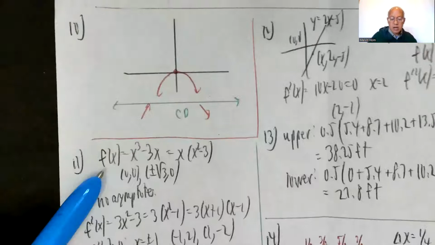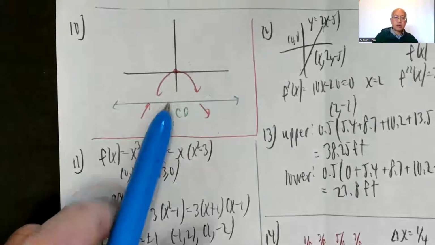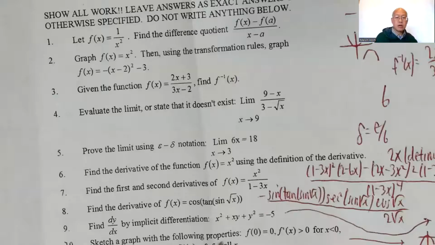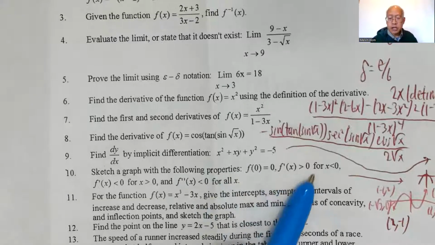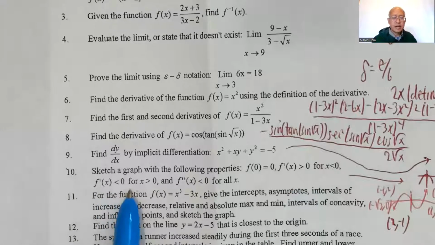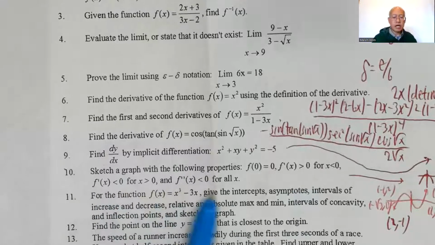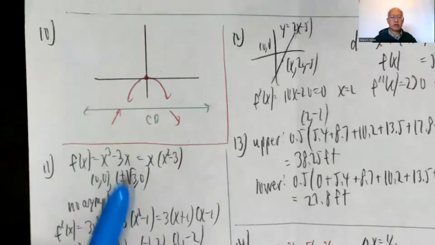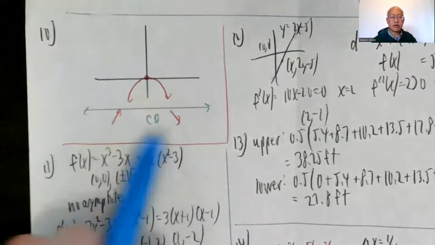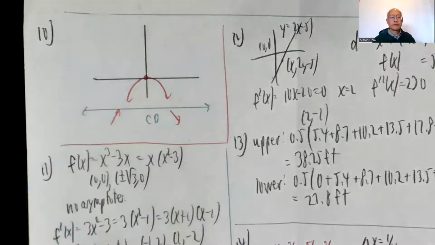Number 10. Okay, so it goes through the origin. This means the function's increasing for x less than 0, decreasing for x greater than 0, and always concave down. So basically a parabola opening down, like y equals negative x squared, would do it. So increasing, decreasing, concave down. So that would be an answer.